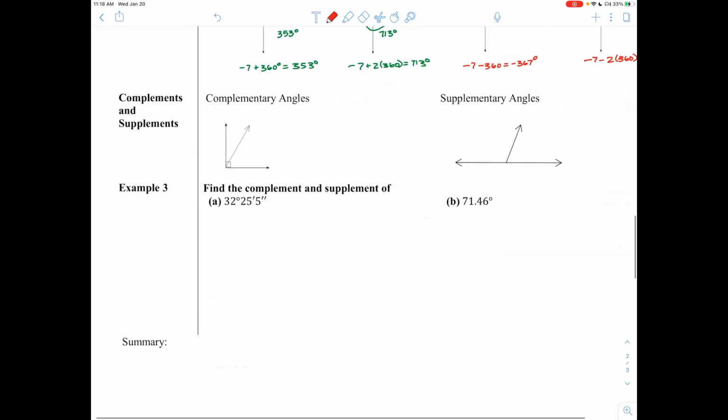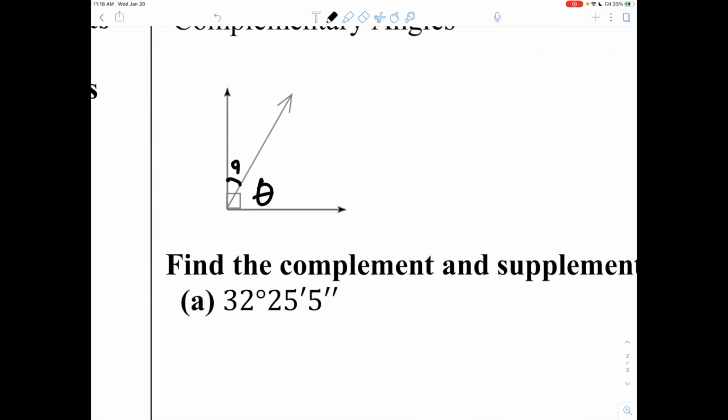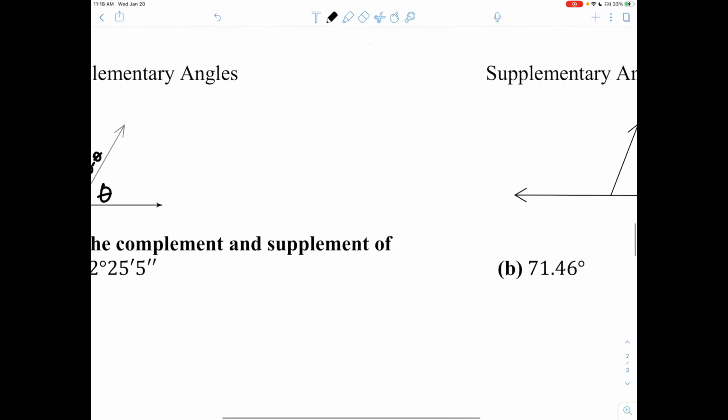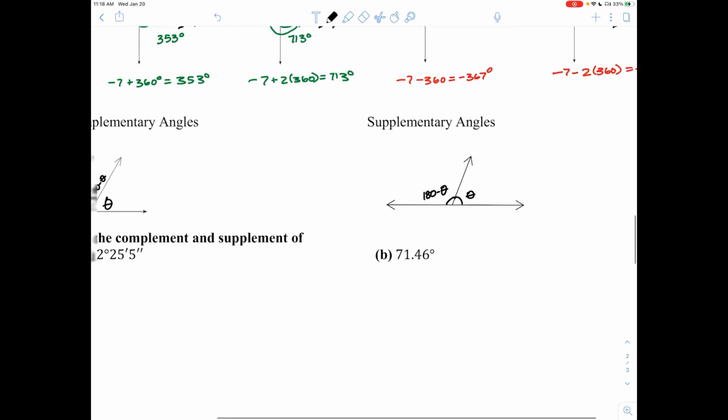All right, the last types of angles we're going to look at are complementary angles and supplementary angles. Remember that complementary angles have a sum of 90 degrees. So you have angle theta, and then up here would be angle 90 minus theta. That's how you find complementary angles. Supplementary angles add up to 180 degrees or make a straight line. So if this is angle theta, then this is 180 degrees minus theta. That's the measure of that second angle.